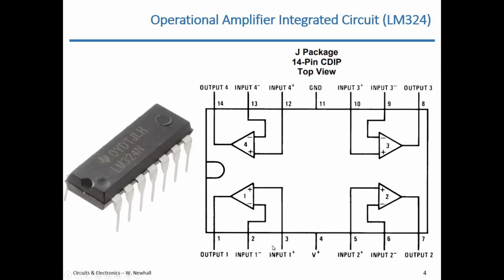For each op amp, you have 2 inputs and an output. Instead of calling the non-inverting input V1, they call it input 1 plus. Instead of calling the inverting input V2, they call it input 1 minus. So you're going to see variants of this depending upon the manufacturer and the data sheet. But when you're looking at this symbol, the input with the plus next to it is the non-inverting input, the input with the minus next to it is the inverting input, and at the pointy part of the triangle, that's the output. Well, where are the power supply pins? Look here.